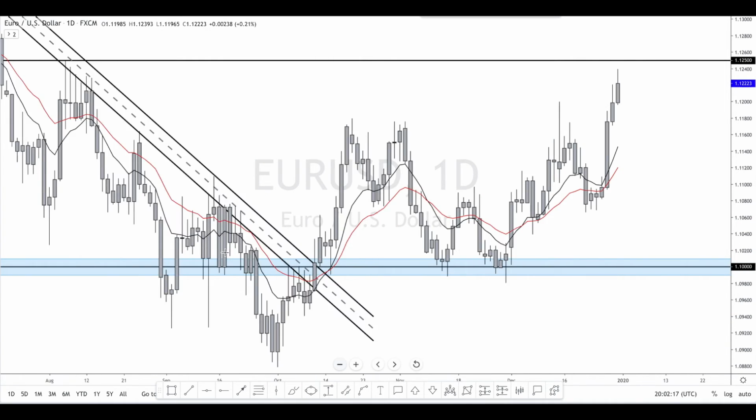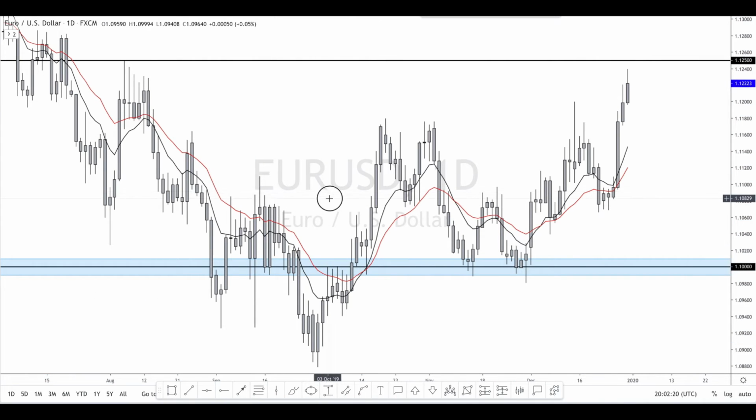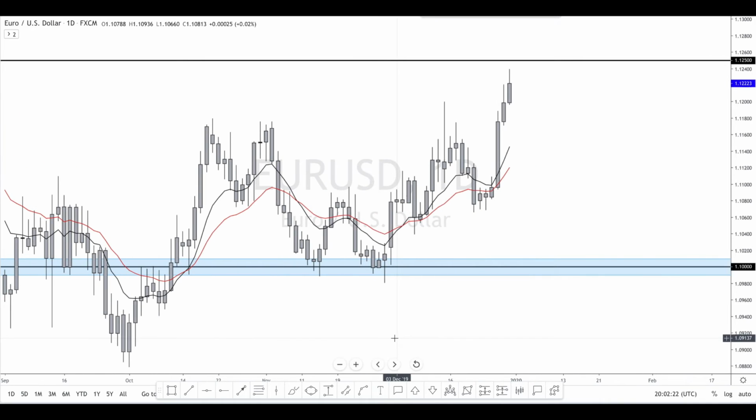Consolidation. With moving averages, I don't take any notice of them in a range market. They're no use to you in a range market, only when price starts to trend. And you can even see when we made that higher low here, the moving averages just crossed over.